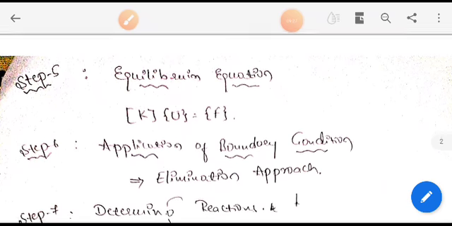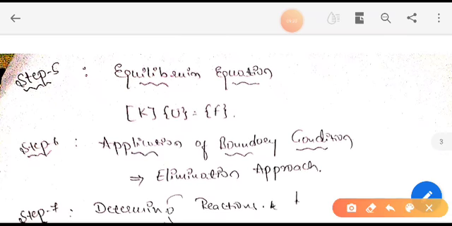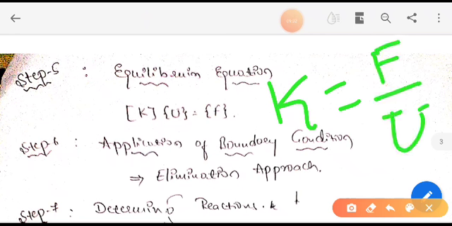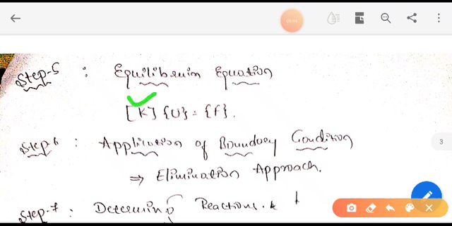Next step is to write the equilibrium equation. As you know, stiffness is equal to load divided by displacement. So stiffness into displacement is equal to load. That's the equilibrium equation, where K is the global stiffness matrix, U is the global displacement vector, F is the global force vector. Once we write the equilibrium equation, the next step is to apply the boundary condition, where we usually approach the elimination approach. We usually try to handle the boundary condition by this method.